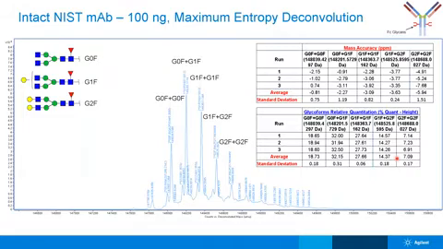If we now perform maximum entropy deconvolution of this data, we see our various compositions of G0F, G1F, and G2F glycoforms, in triplicate, and we got our mass accuracy for these glycoforms shown here. Then you can see our average for the triplicate injections is under 6 ppm, with a relatively small standard deviation. So not only do we get good mass accuracy, but good reproducibility on the platform. For relative quantitation, we have our average for the glycoforms as well as our standard deviation shown here.